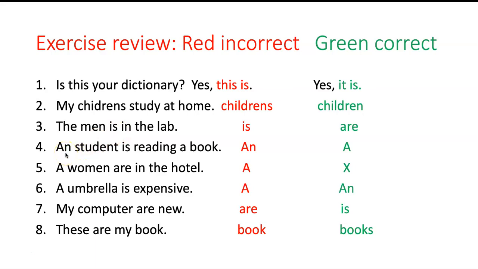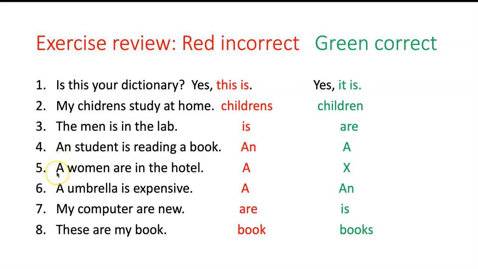Number 4, an student is reading a book. What is the error here? What is the mistake? We have an, and the next word begins with the letter S. So you only need a, not an. The error is an, the correct is a. A student is reading a book.